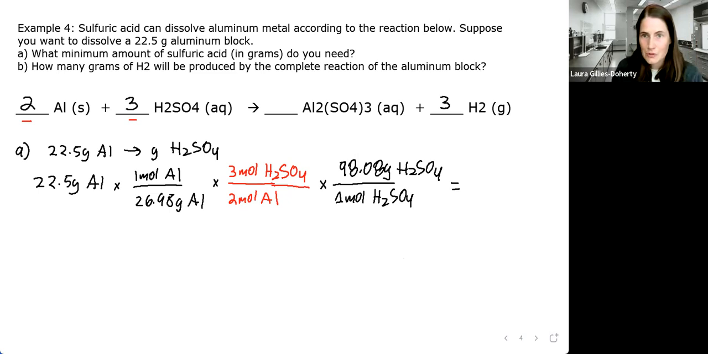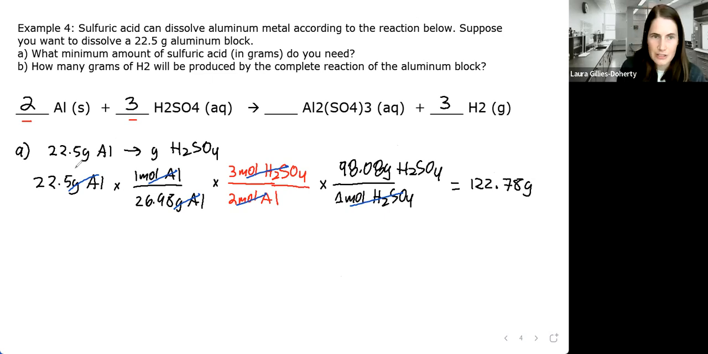Okay. So we check that our units are going to cancel out: grams of aluminum, moles of sulfuric acid, so we're figuring out grams of sulfuric acid. I'm going to plug everything in. And let's compare our answers, see what you get. And I get 122.78 grams of sulfuric acid.